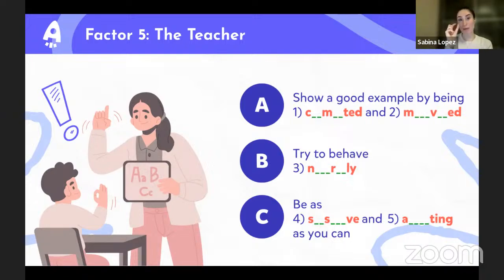The gaps, the number of gaps is the number of letters missing. This is your hint. Ooh, I think we have one. Is it Charvy? Committed, motivated, naturally sensitive, and assisting. Ooh, almost landed. Yes. Almost.